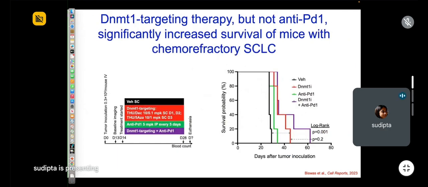Now, we also did the same for the survival of the mouse. So this is, you can see, the vehicle, DNMT1 alone, and then immunotherapy plus DNMT1 targeting together. You can see there that anti-PD didn't do much. DNMT1 did inhibit nicely, significantly. Although the combination showed inhibition and improved survival, it's not significant.